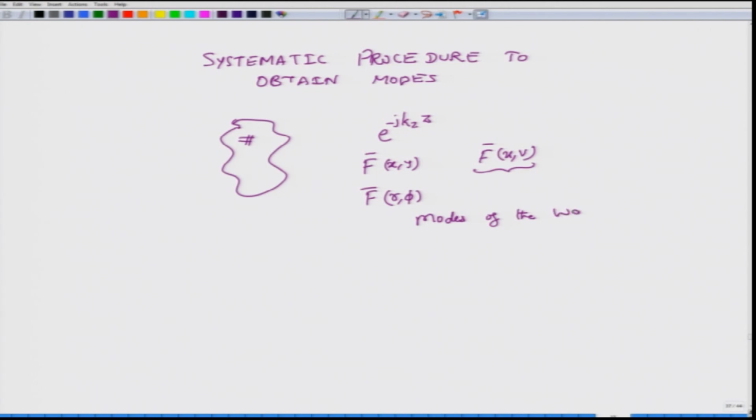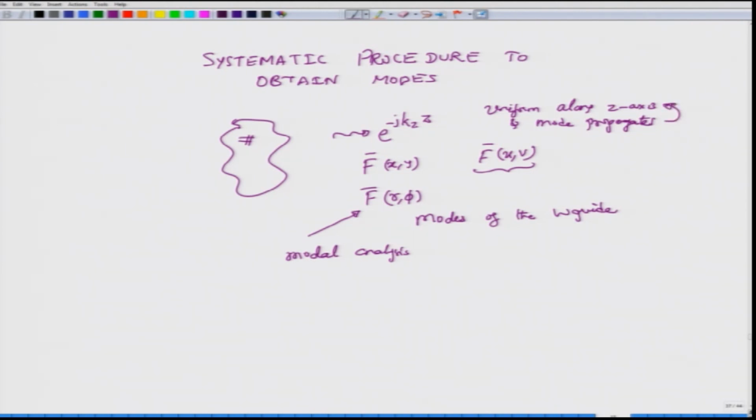Okay. So, modes of the waveguide, this is called modal analysis. The procedure that we are going to follow to obtain f of u comma v, or f of r comma phi, or f of x comma y, is called modal analysis of the waveguide. So, did you understand why we removed the z axis from our discussion, or rather we assumed the z dependence to be in the form of e power minus j k z z? It is because we have assumed the waveguide to be uniform along the z axis and the mode propagating along the z axis.